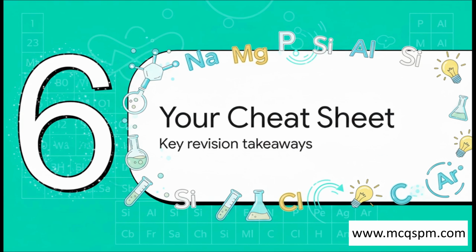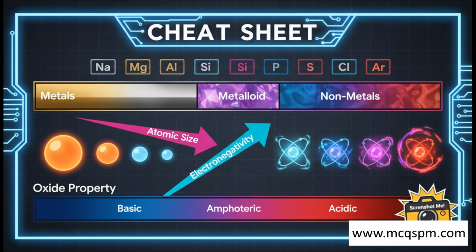Phew, we've covered a lot. But don't worry, I'm going to wrap it all up into one perfect bite-sized summary for you. This is everything you need for that last-minute revision. Okay, get your phone out and screenshot this slide right now. Seriously, this is the entire topic on one screen. You've got the change from metal to nonmetal, the size decreasing, electronegativity increasing, and the oxides going from basic to acidic. It's all there.